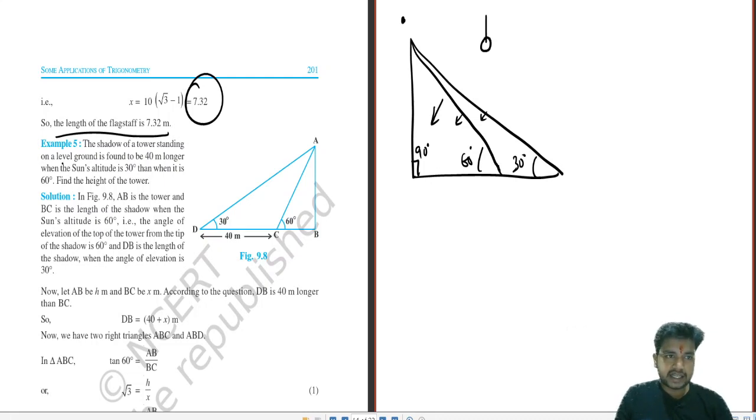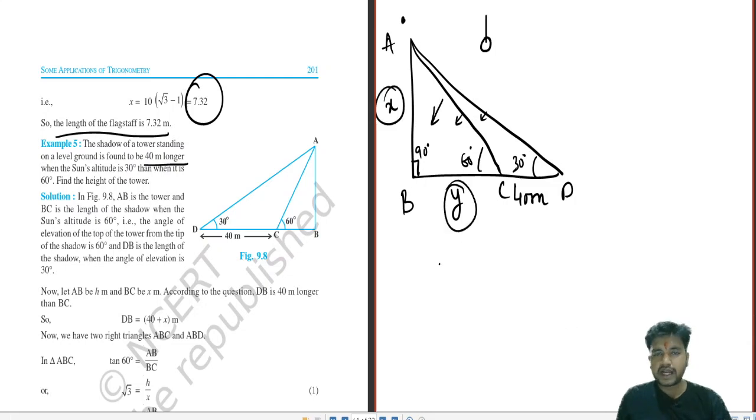Now, the statement says that the shadow of a tower standing on a level ground is found to be 40 meter longer, meaning the shadow has increased by 40 meters. Now, what should we find? We should find the height of the tower. So, we can take this as x, we can take this as y. This will be A, B, C, D. So, we have to find the length of this. This would be a helping hand over here.